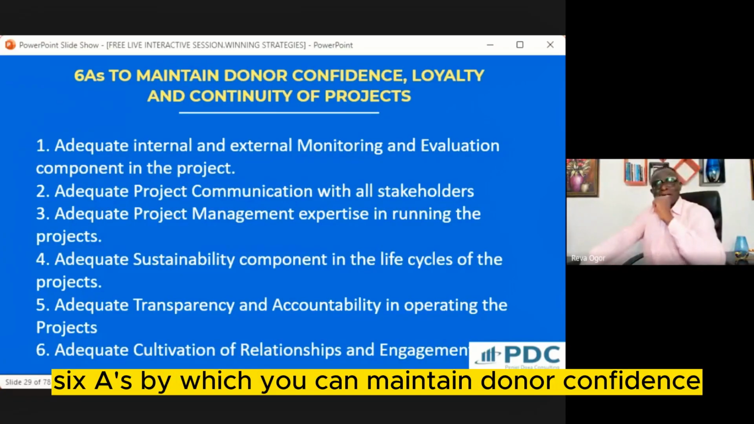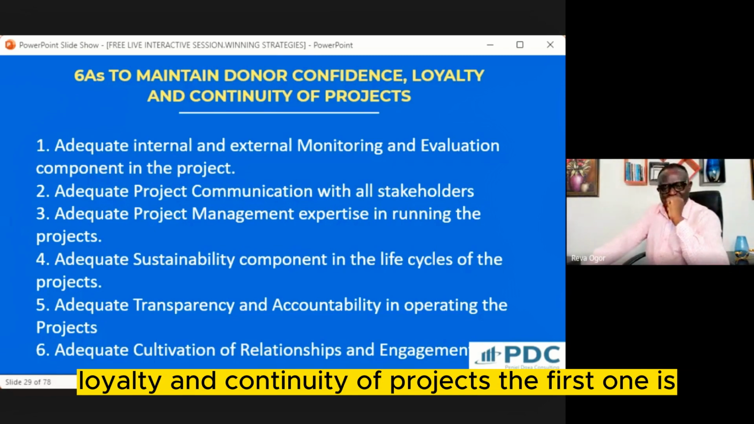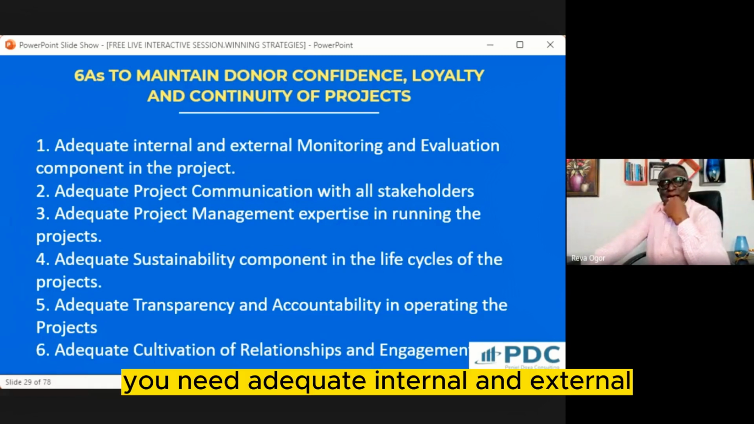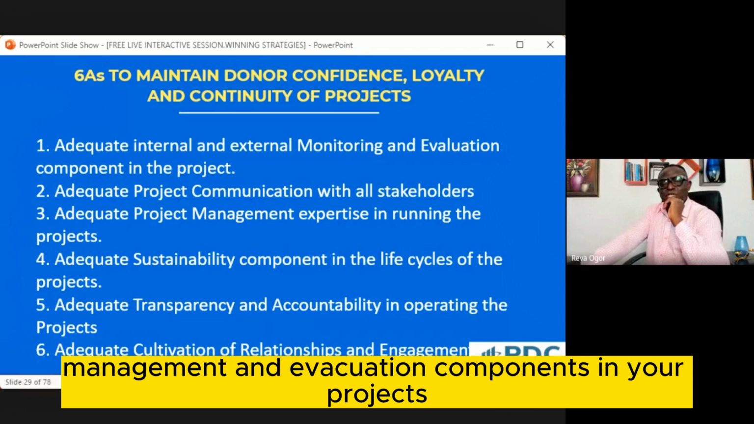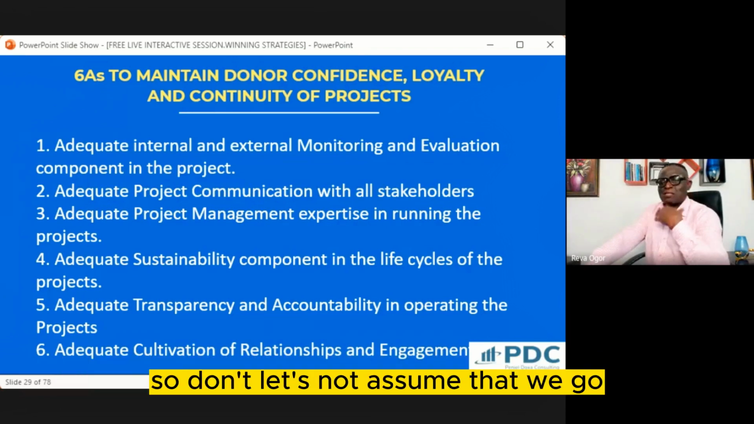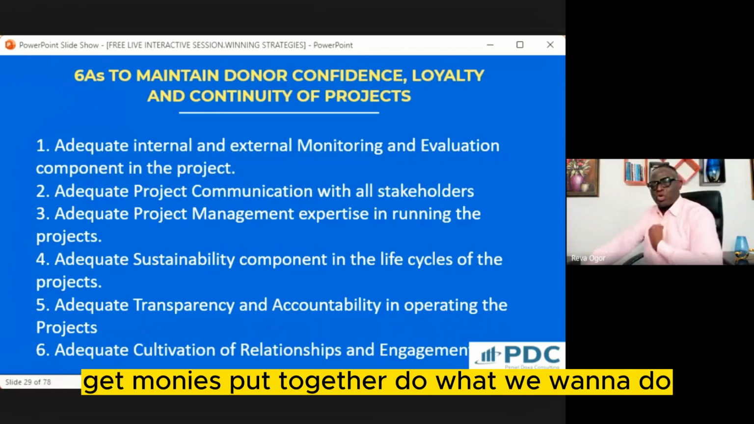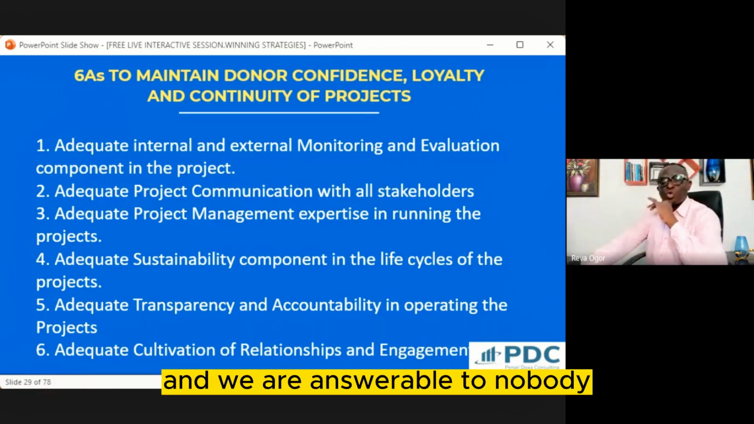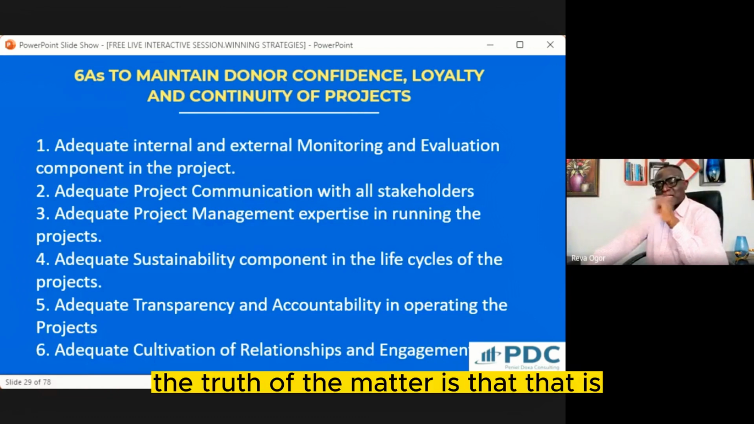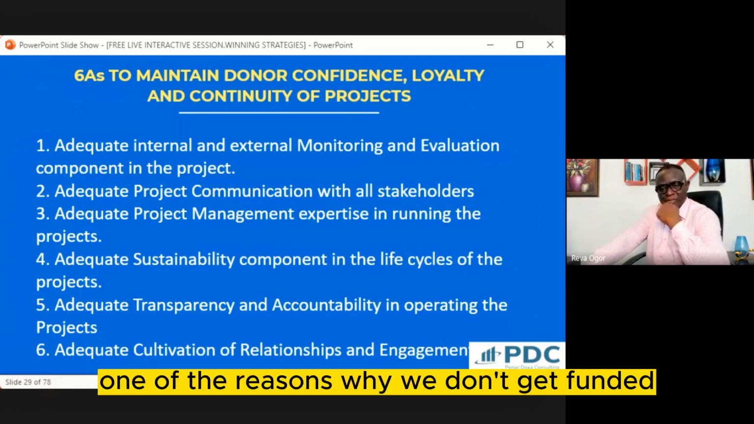Now, look at six areas by which you can maintain donor confidence, loyalty, and continuity of projects. The first one is you need adequate internal and external monitoring and evaluation components in your projects. So let's not assume that we go get monies, put together, do what we want to do, and we are answerable to nobody. The truth of the matter is that is one of the reasons why we don't get funding.